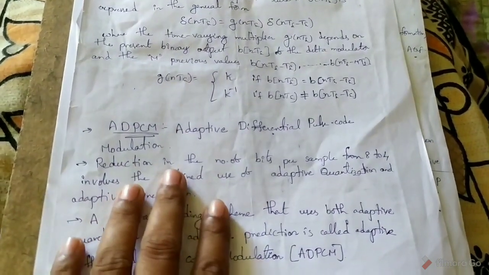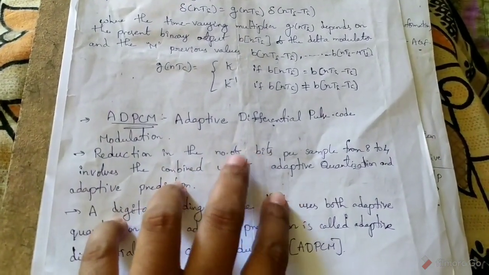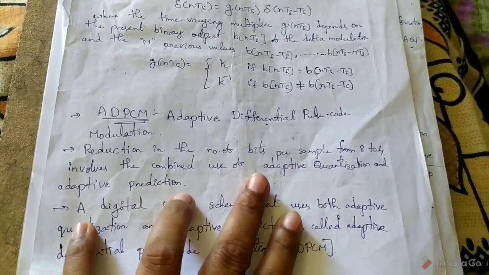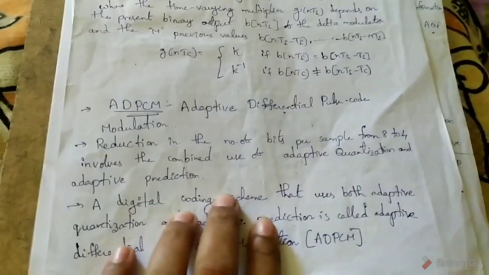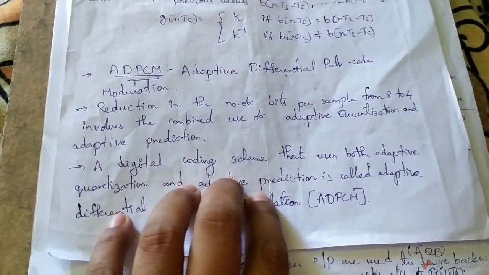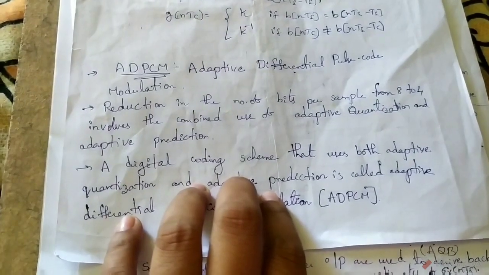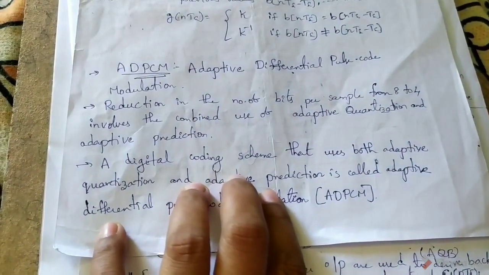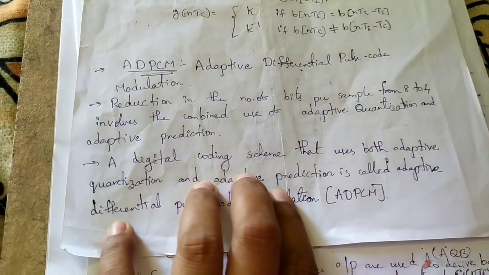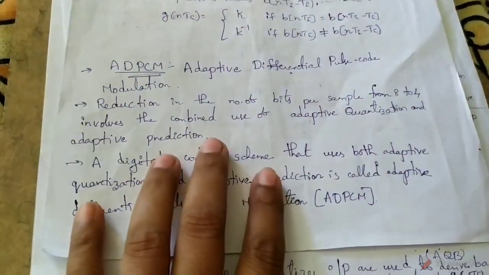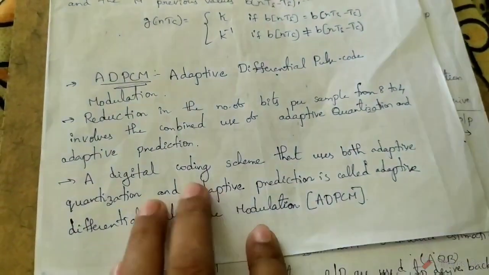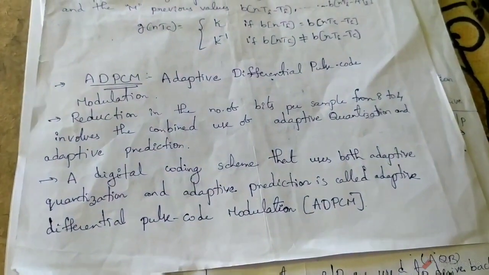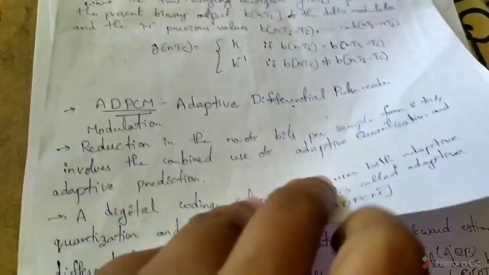What happens here is a reduction in the number of bits per sample. Bits per sample decrease from 8 to 4, which involves the combined use of adaptive quantization and adaptive prediction. So here we will use adaptive quantization and adaptive prediction. Prediction is used in which one? Prediction is used in DPCM. Adaptive quantization is used in ADM. So the combination of these two is called ADPCM. A digital coding scheme that uses both adaptive quantization and adaptive prediction is called adaptive differential pulse code modulation.